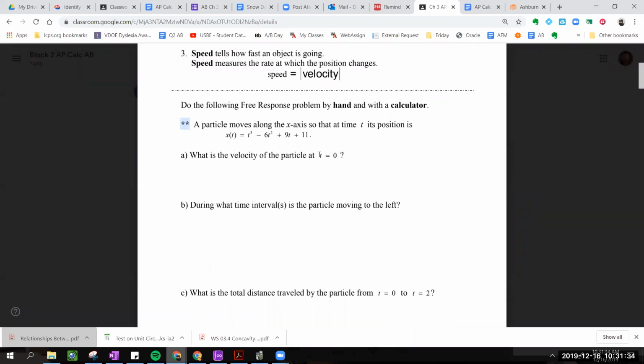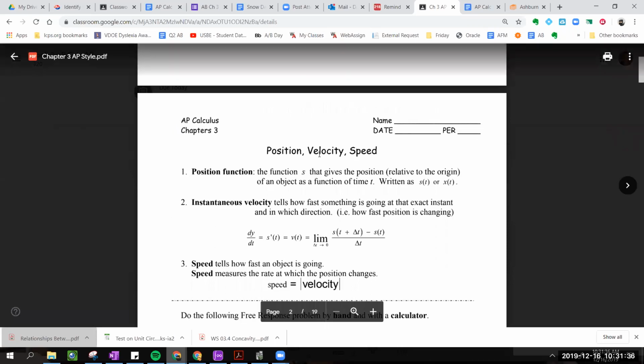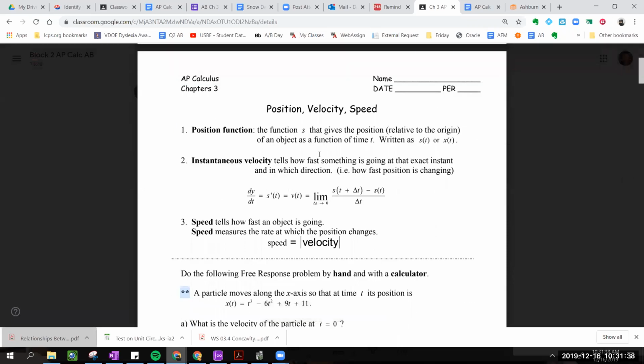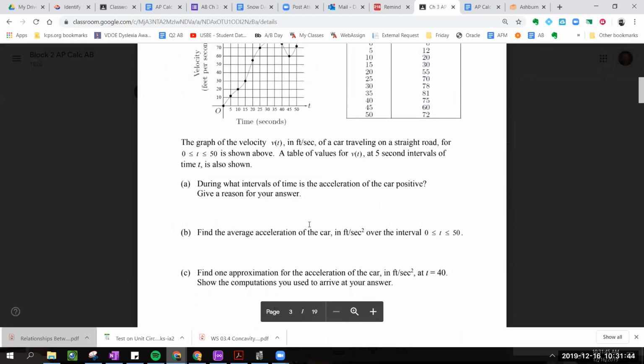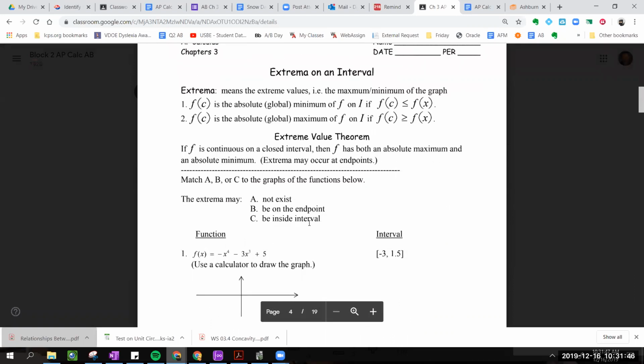So is position, speed, and velocity going to be on the test? No, PVA aren't going to be on there. Just the relative extrema, and the first 2 pages, don't worry about those.